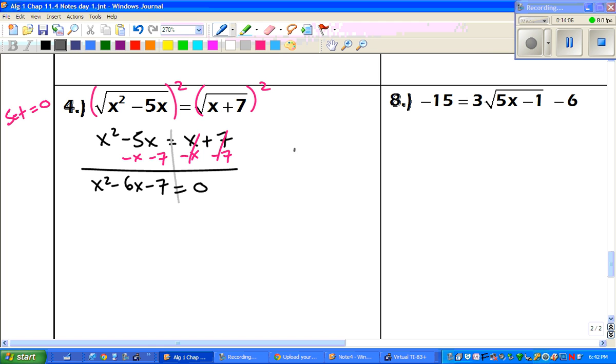So off to the side, we need numbers that add up to get to negative 6 and multiply to get to negative 7. Well, there's only one set of numbers that multiply to 7, and that's 1 and 7, but one of them needs to be negative, and it's going to be negative 7. So we're going to split this to x squared plus 1x minus 7x minus 7. Okay, all of that still equals 0.